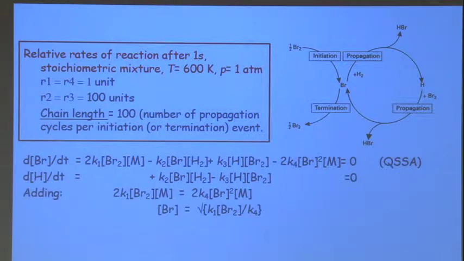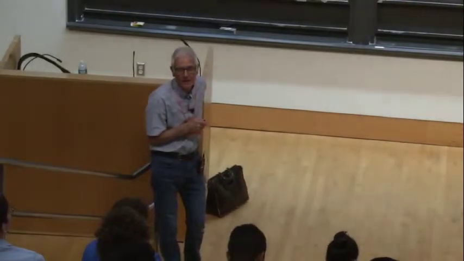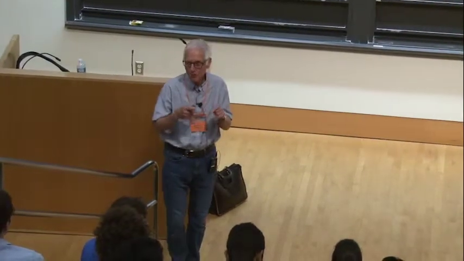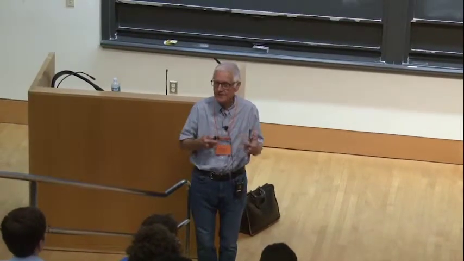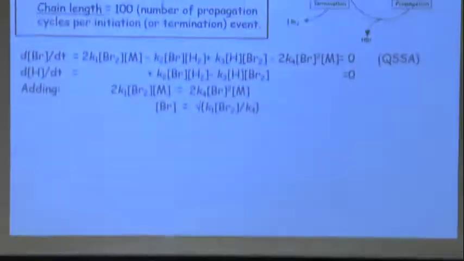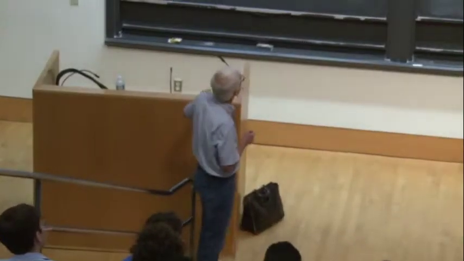Okay, so what we can then do is add these 2 terms. These cancel out, and we've got that initiation is equal to termination. And so from that, we can get that [Br] is equal to the square root of k1 times [Br2] over k4. It's actually the equilibrium concentration of the bromine atoms. That equilibrium, once we've got into the steady state, is not disturbed by reaction because the propagation steps simply regenerate bromine.